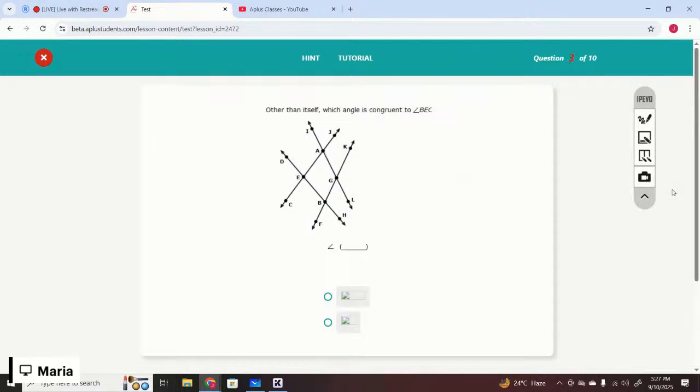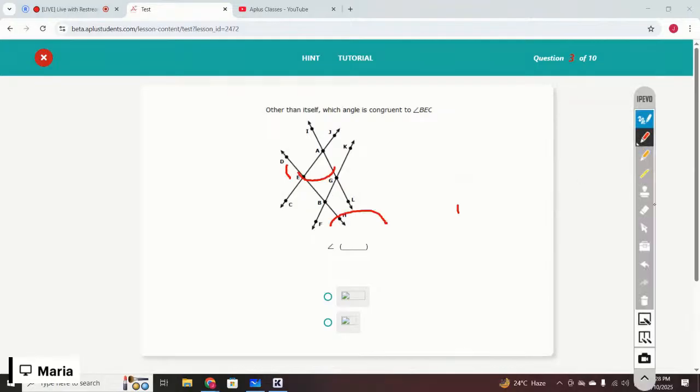Okay, other than itself, which angle is congruent to angle BEC? First thing, let's just find BEC, right? So this is the angle BEC. You need to find the angle congruent to angle BEC, but the answers are still not loading.